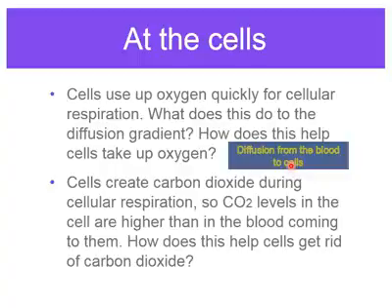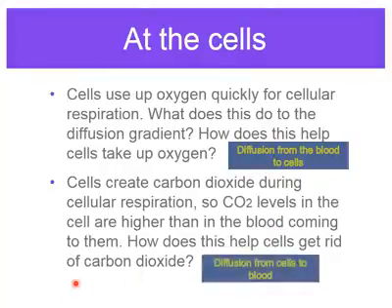of oxygen. Also, the cells create carbon dioxide during cellular respiration. So carbon dioxide levels in the cell are higher than in the blood coming to them. So what happens here? The carbon dioxide diffuses from the cells, high concentration, to the blood, which is low concentration. So because the carbon dioxide in the cells is higher than in the blood, the carbon dioxide moves from the cells to the blood. This is diffusion.